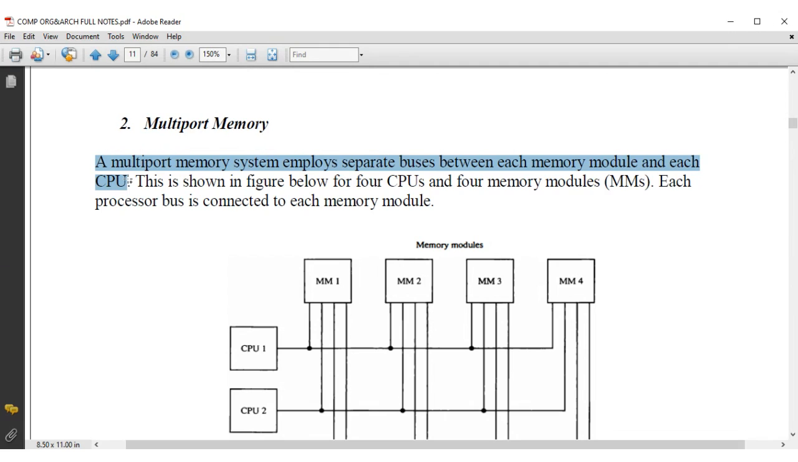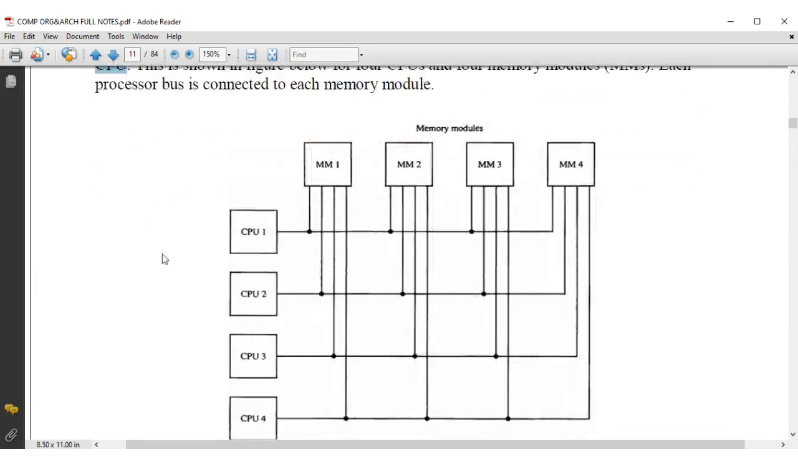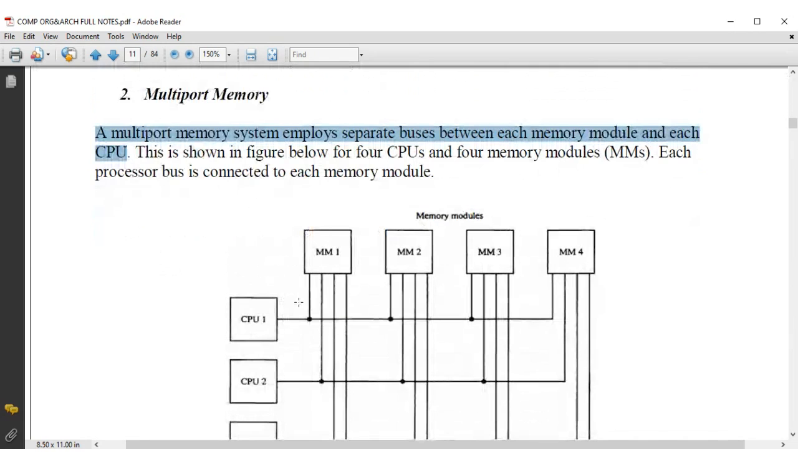If you have two processors, you will require two memories. In other words, there is an equal proportion of processor to memory. So 4 processors, 4 RAMs; 5 processors, 5 RAMs; 6 processors, 6 RAMs; 3 processors, 3 RAMs. And there is one dedicated path from one CPU to one memory.